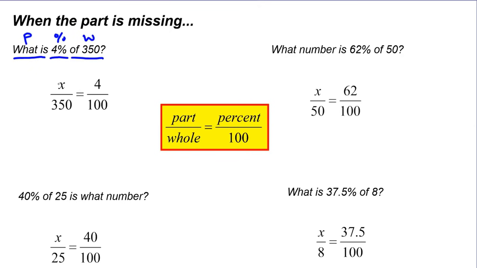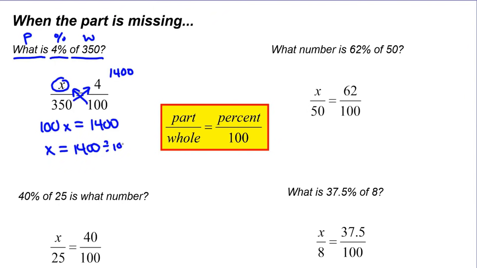The part is missing. So I put an X on the part, 350 is the whole, and 4 is the percent. So I fill in the percent proportion with all the parts that I know, and then I go ahead and solve this. So I'm going to use cross products to solve this. 350 times 4 is 1,400. So I know that this other cross product, 100 times X, has to equal 1,400. X is 1,400 divided by 100. X is 14. So what is 4% of 350? 14 is 4% of 350. So we use the percent proportion to solve that problem.